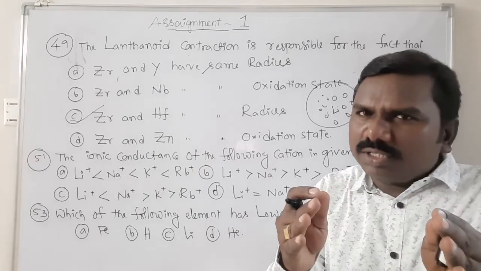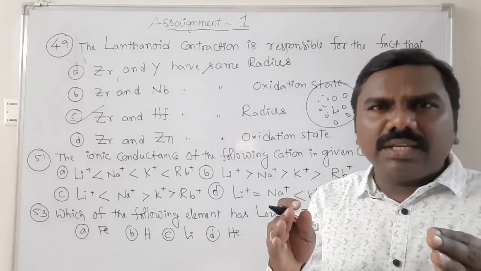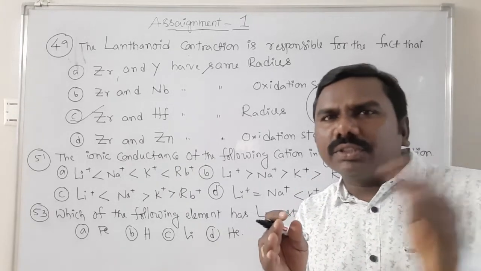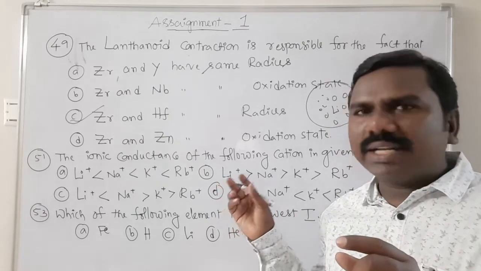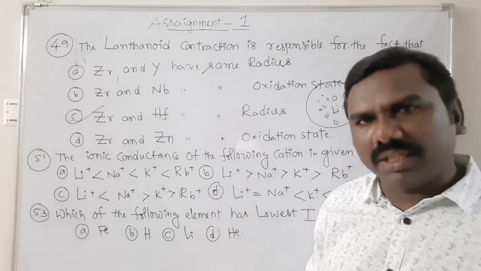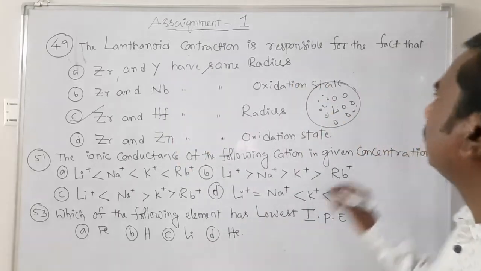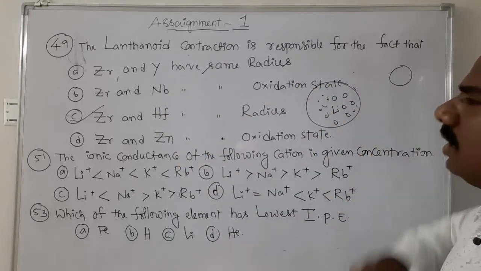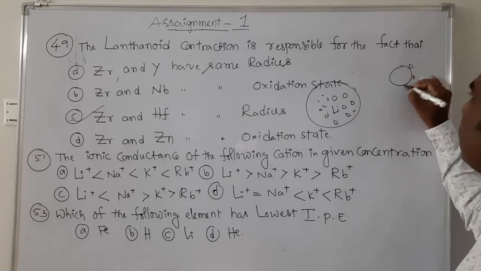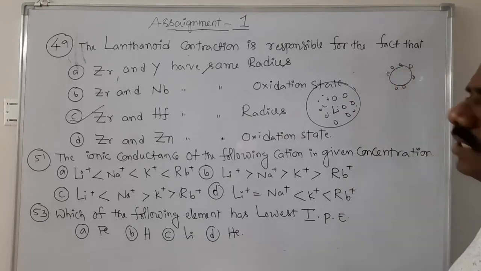Rubidium size is somewhat larger. As size increases, solvation decreases. It means water attacking capacity decreases, because the distance between the nucleus and the outermost electron increases. So rubidium size increases, but solvation is less, right students?